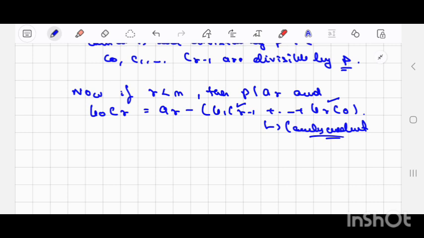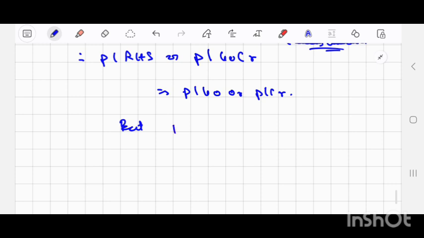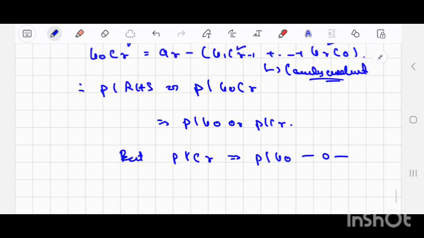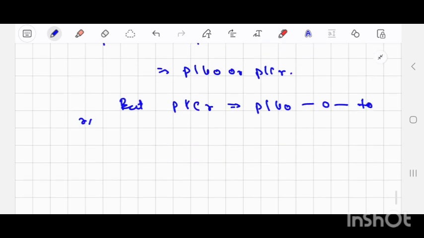And what do I have in terms of the hypothesis of f? That p divides every coefficient except an. R is less than n, so p must divide ar as well. Therefore p divides the RHS. That means p divides b0 CR. But by Euclid's lemma again, p divides b0 or p divides CR. But we have already started with the hypothesis that p does not divide CR. That should mean p divides b0. But then this is a contradiction. Contradiction to what? Contradiction to the fact that we had assumed that r is less than n.